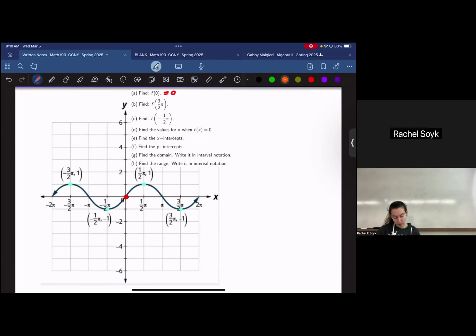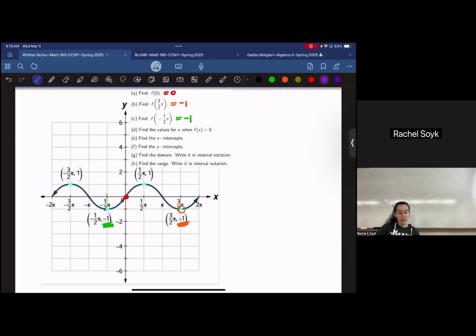What about f of 3 over 2 pi? Well, 3 over 2 pi gives us what as our y value? Yep. What about negative 1/2 pi? Now we're over here. It's our y value, -1 again.